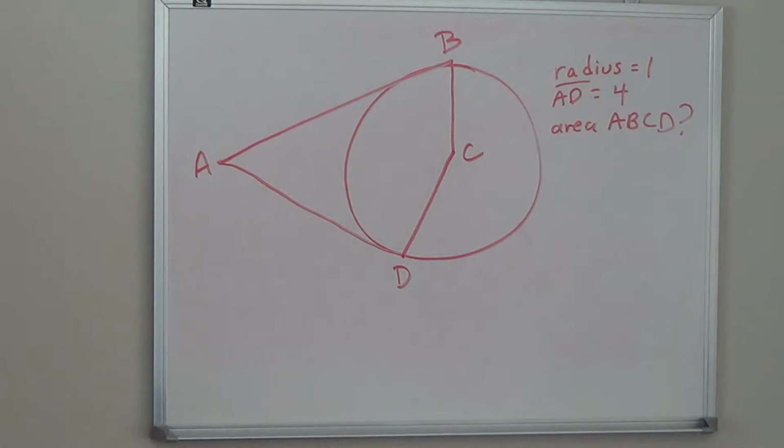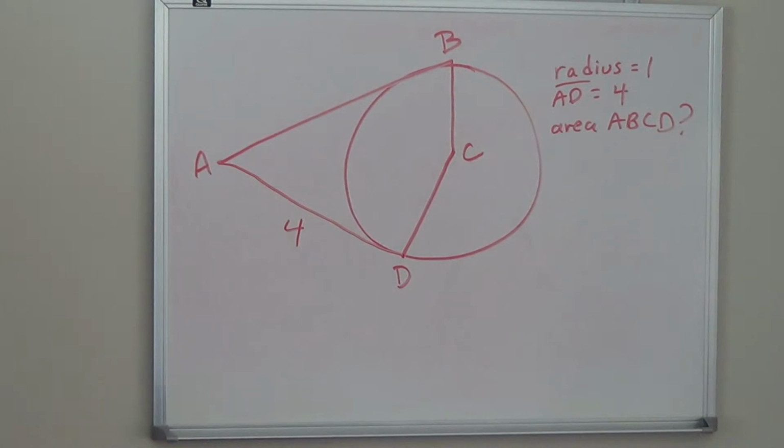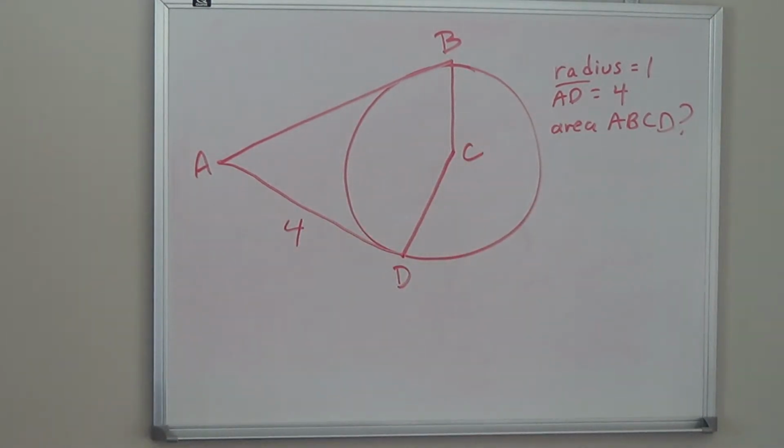All they tell us, well, they don't tell us, but I'm going to tell you that C is the center of the circle. The radius of the circle is 1 and A to D is 4. So we'll pop that in there. And it wants to know what the area of this thing is. Looks sort of like a kite. Not really sure if it is. So pause the video, give yourself a shot at it, and we'll come back and we will solve it together.